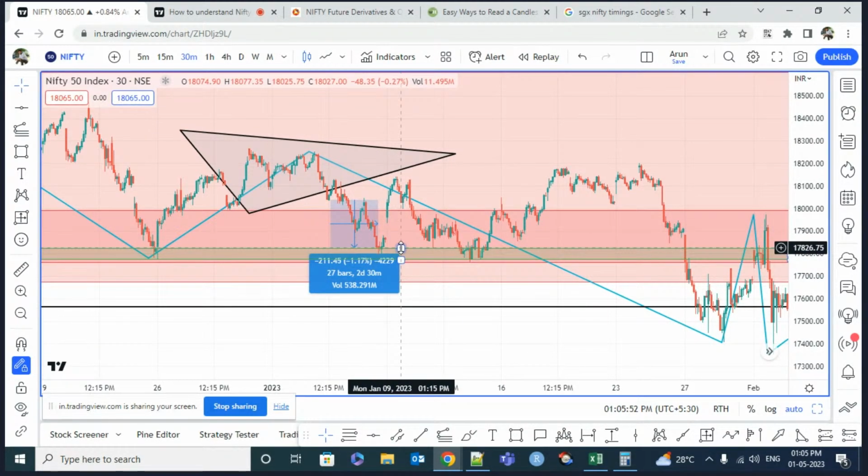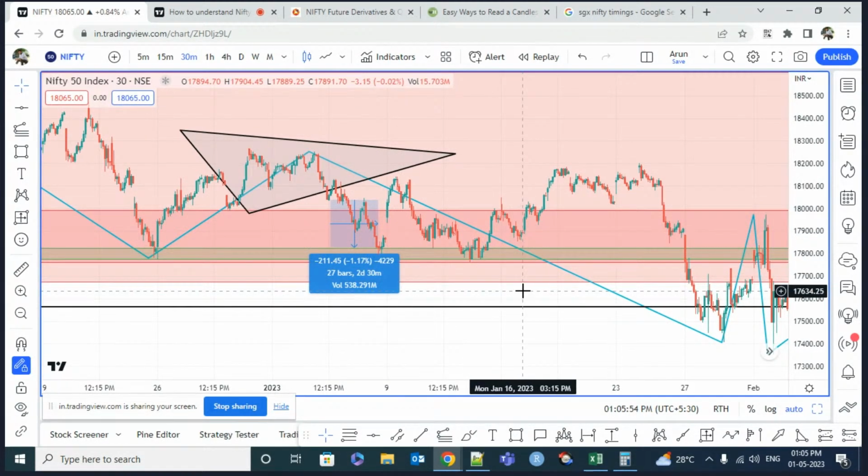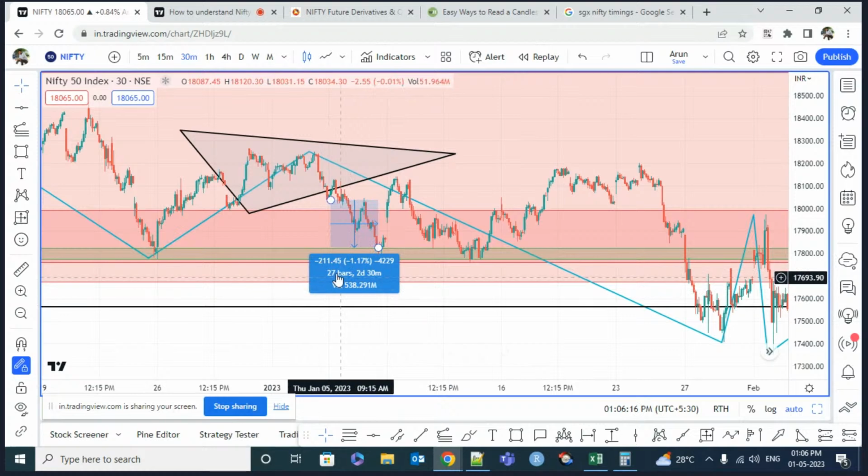And to adjust for the daily corrections, if we won't be able to reach the target in the given time frame, that is the reason I'm shifting my analysis time frame from daily to 4 hour, so that more or less I can try to reach my target in the given time frame or given expiry. So this is the 27 bars I said.